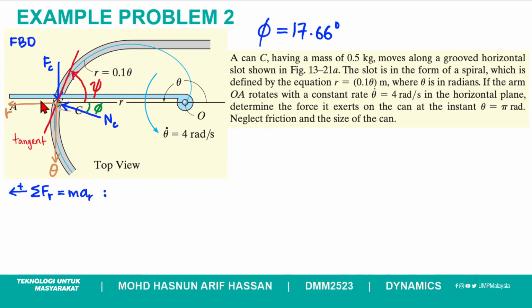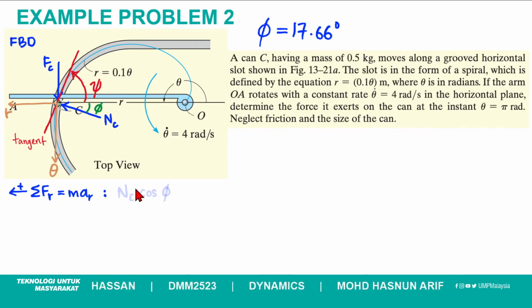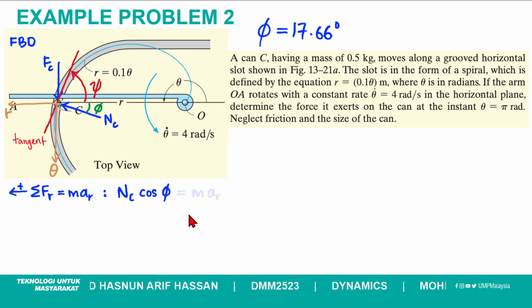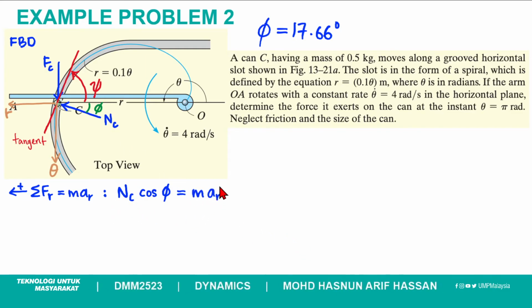Kalau you tengok dalam radial axis, we only have the component of NC. So NC positive pointing in the same direction as positive R. NC cos phi is equal to MAR. Okay, NC kita tak tahu, AR pun kita tak tahu. So we cannot solve it yet.